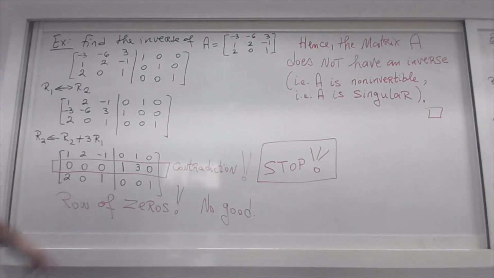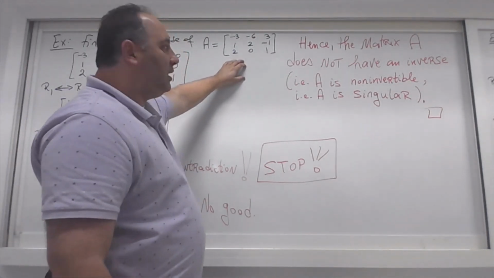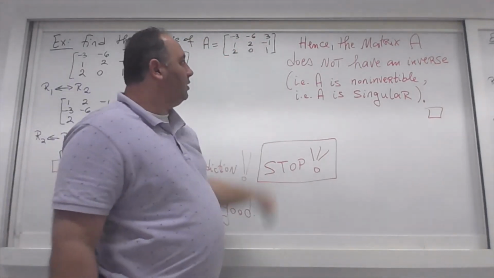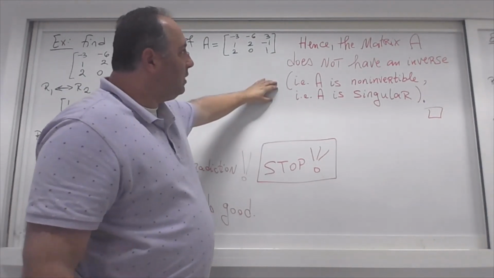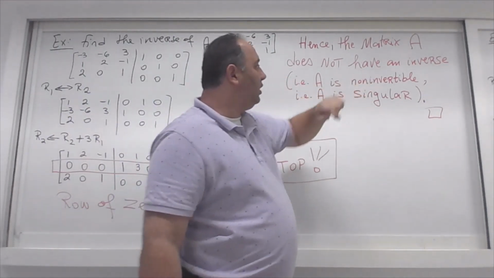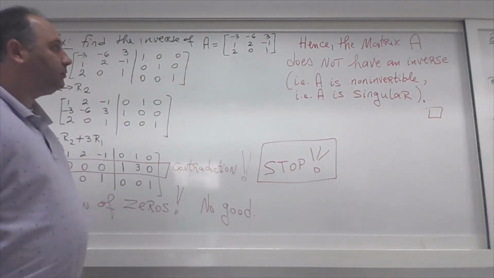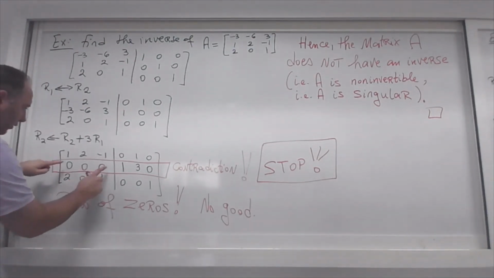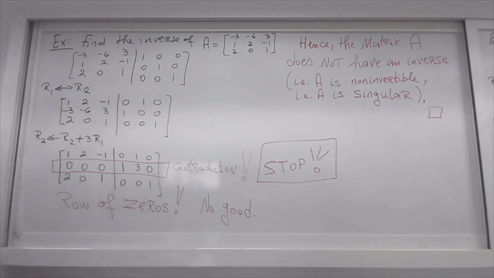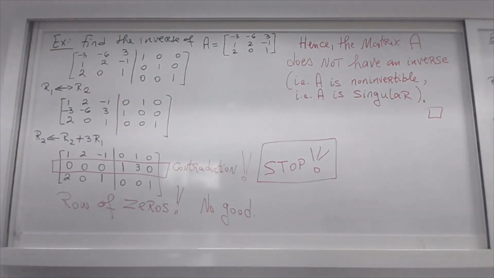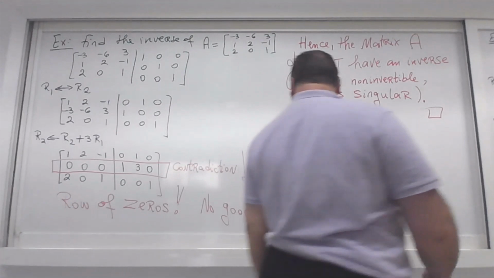That means that my matrix A does not have an inverse. Poor matrix A. There's nothing wrong with it, it just doesn't have an inverse. Other ways of saying the same thing: it doesn't have an inverse. A is non-invertible. Another thing, A is singular, just vocabulary. So as soon as you hit the row of zeros on the left side, you stop. Contradiction, stop, and the matrix does not have an inverse. Finished. So my matrix from the beginning doesn't have an inverse. Goodbye. Nothing we can do about it.